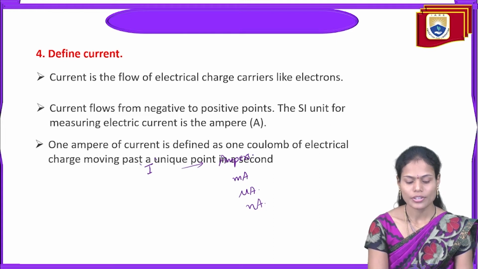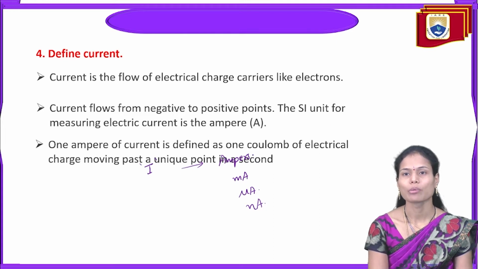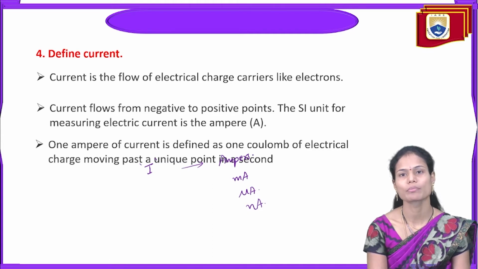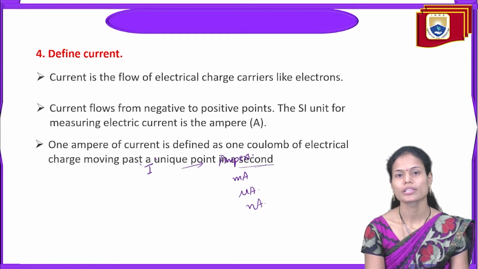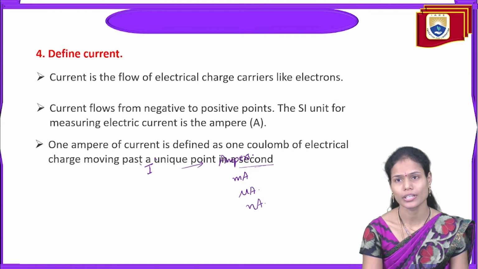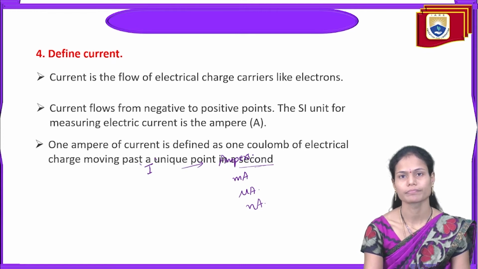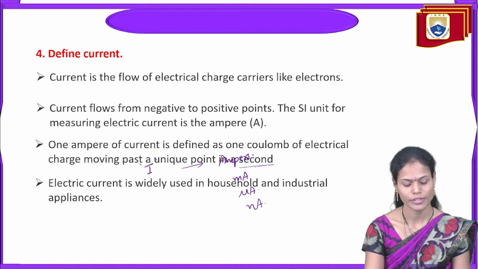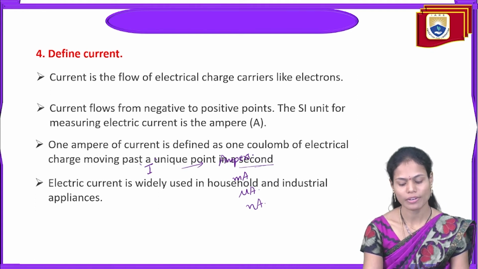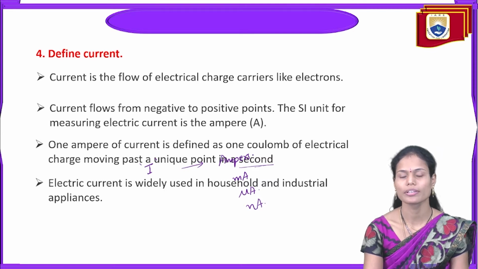Generally, 1 ampere of current is nothing but 1 coulomb of electric charge moving past a point in a second. That is, in a fraction of one second, how much ampere current is generated from the electrical charge indicates the current. This current is widely used in all industrial applications as well as household applications. Anywhere, we will utilize this current.